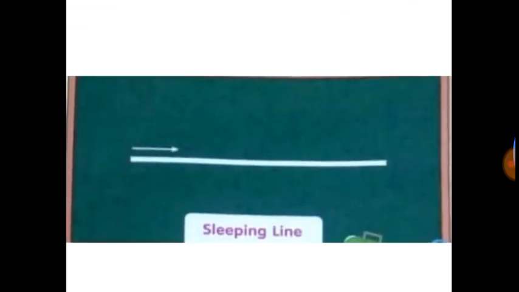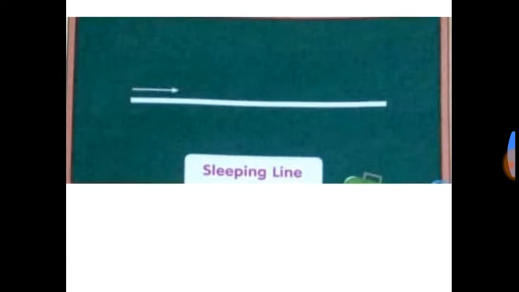Now, which line is this? Yes, this is a sleeping line. The formation of a sleeping line is left to right. Move to the next one.